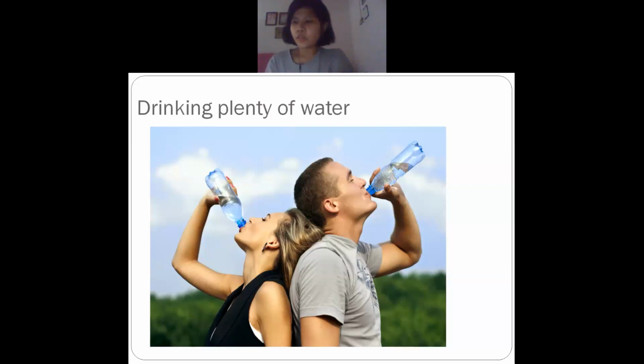Okay, and you can drink fruit juice and all also, except alcoholic things. You can't drink that. But apart from that, you can drink. Okay, is it clear about the prevention part, everyone?